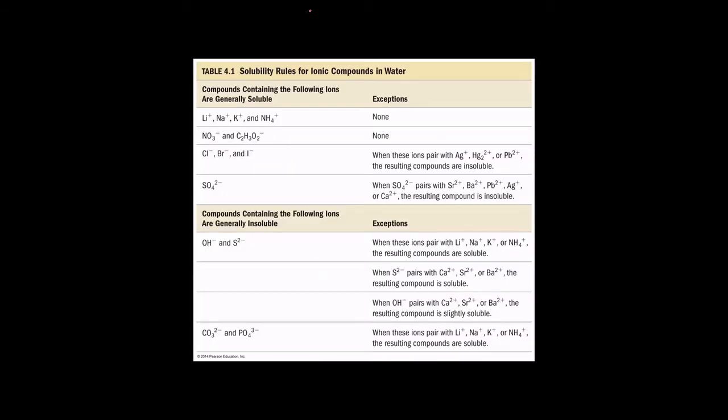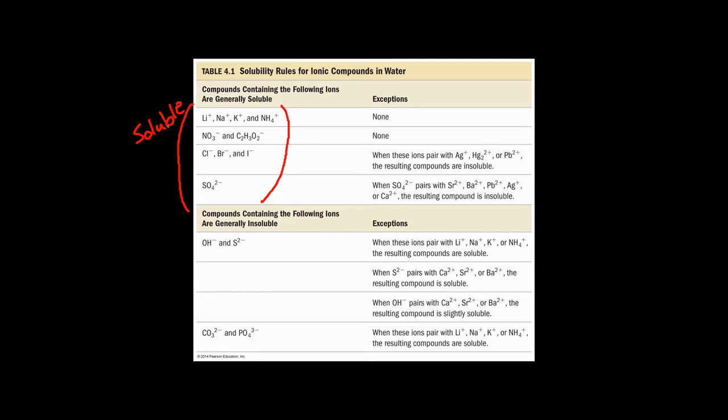Now, thankfully for us, we do not have to memorize which types of molecules are soluble and which types of molecules are insoluble. You will be able to access this handy little cheat sheet here that tells you what combinations of ions are soluble and what combinations of ions are insoluble. The way to read this table is that everything here on the top, these ions here, are generally soluble.